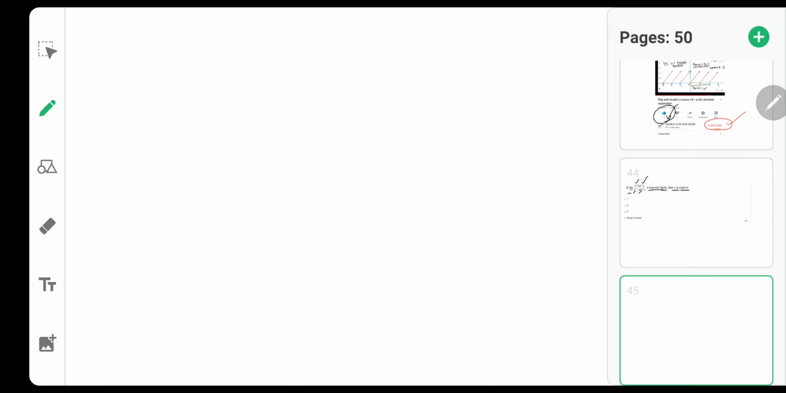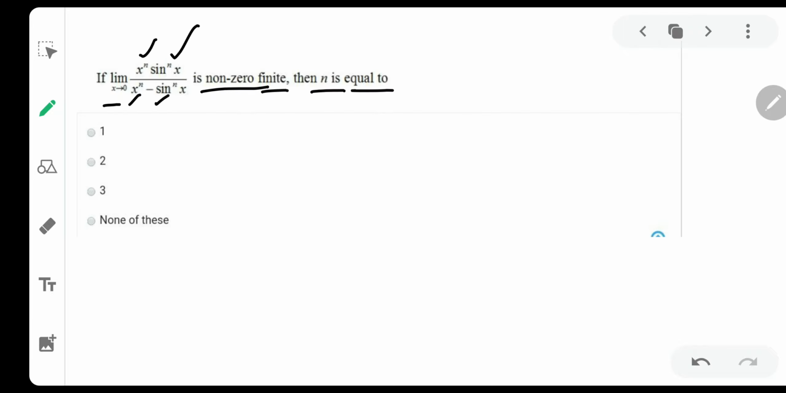Suppose you have limit x tends to 0, (x − sin x)/x³. Let us get back to the question first. They are saying this limit has a finite answer. It means it is not undefined; it has some finite answer. Then what should be the value of n? Is it 1, 2 or 3?